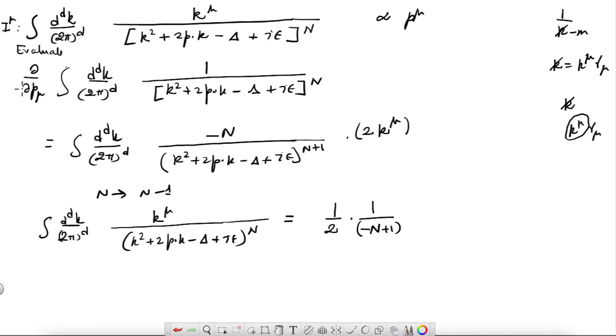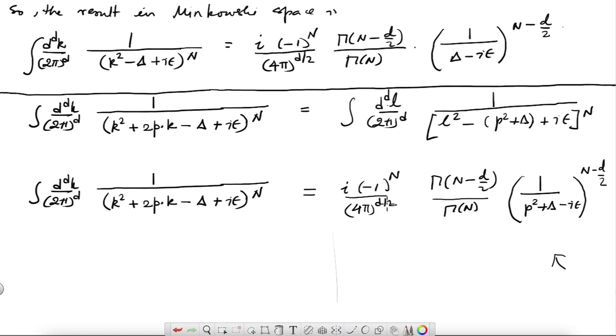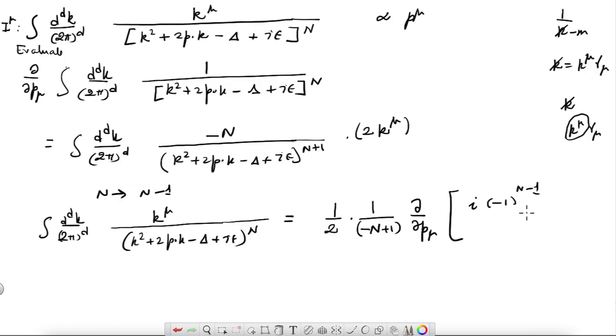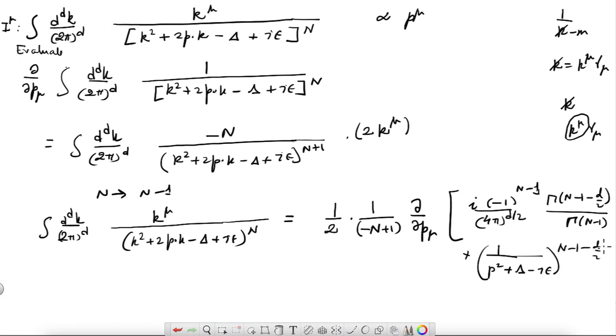Then you have a derivative with respect to p mu of the result after integration, which is I times minus 1 to the power n minus 1. So what I am doing is taking this result and putting n equal to n minus 1. So n minus 1, 1 over (4 pi) to the d over 2, gamma of n minus 1 minus d over 2 over gamma of n minus 1, times 1 over (p square plus delta minus i epsilon) to the power n minus 1 minus d over 2.